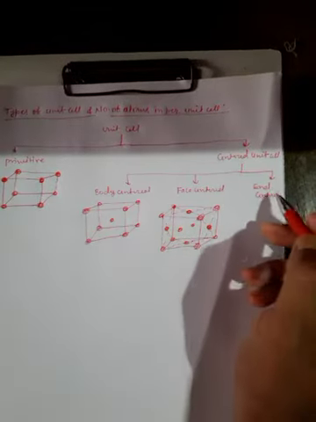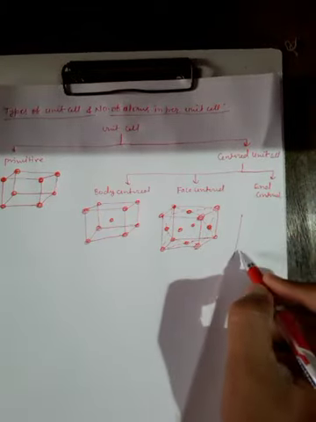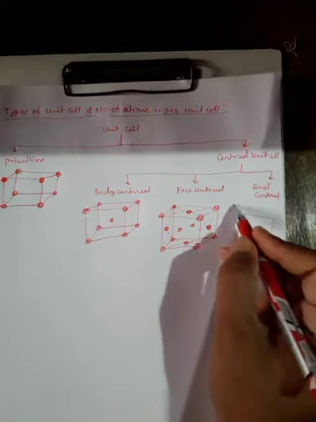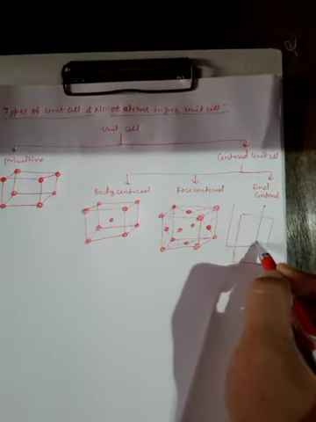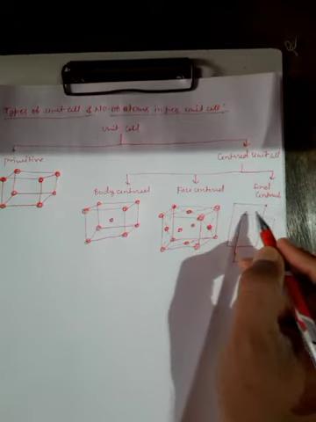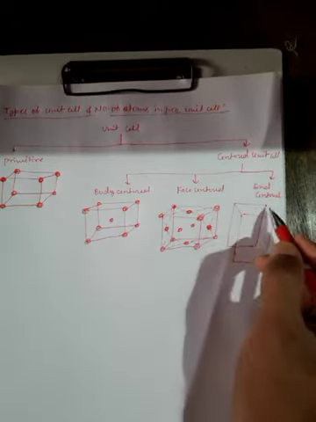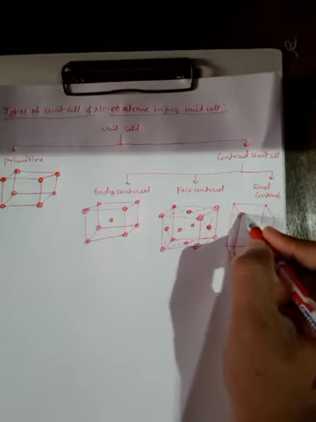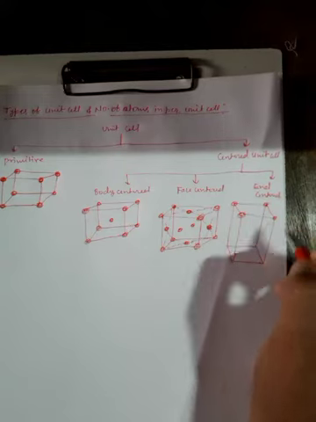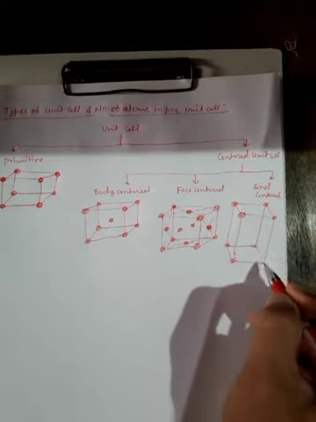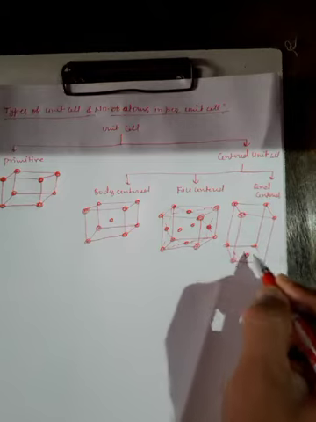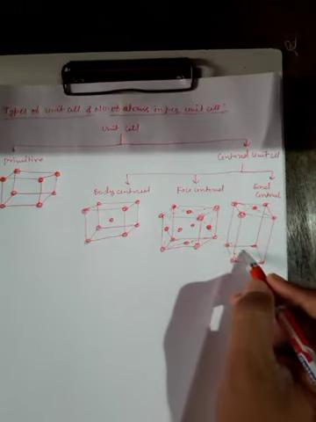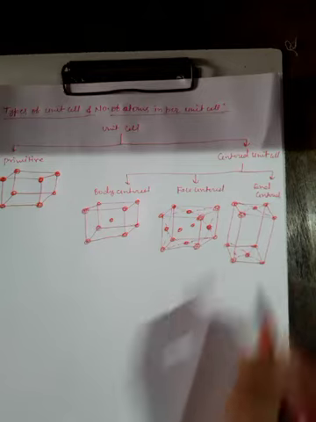In the end centered unit cell, constituent particles are present at each corner of the unit cell as well as at the center of two opposite faces. Constituent particles are present at all 8 corners of the unit cell as well as at the center of two opposite faces. It is the diagram of the end centered unit cell.